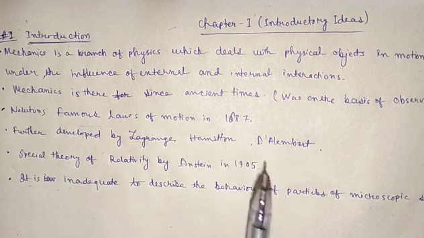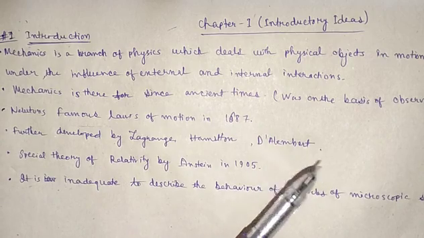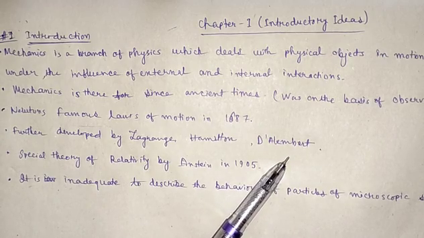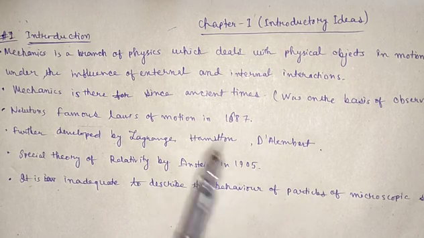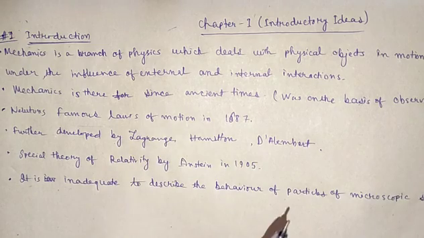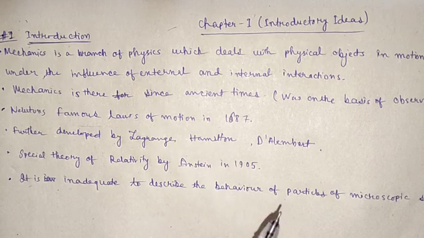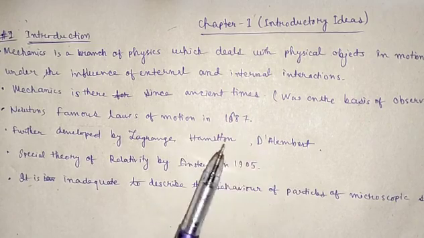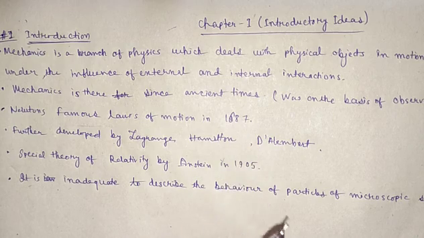Later, his successors such as Lagrange, Hamilton and D'Alembert also developed the field of classical mechanics, and they came up with another type of classical mechanics that we call analytical classical mechanics. So all those successors massively developed the mathematical side of classical mechanics.